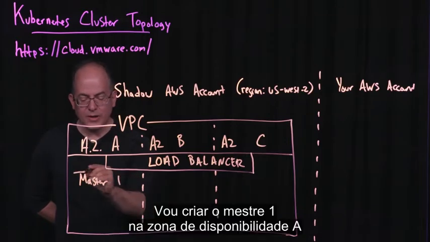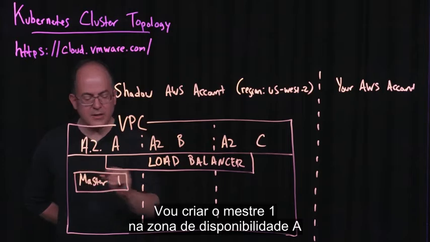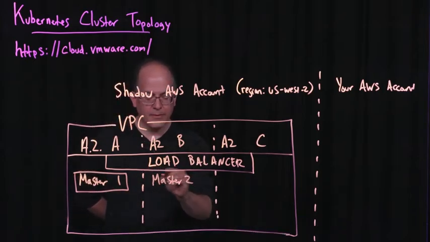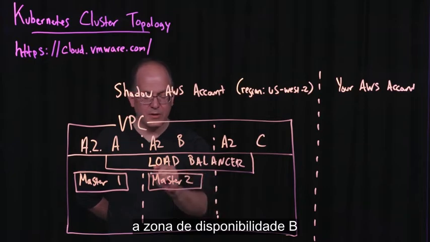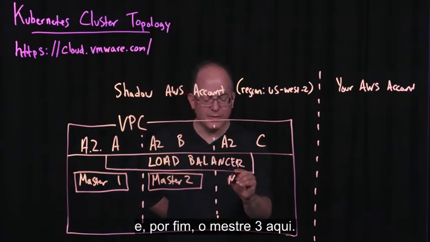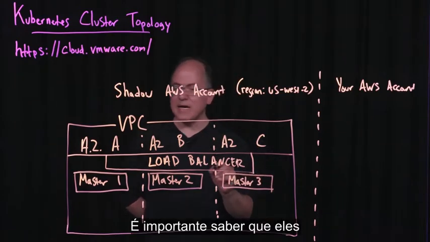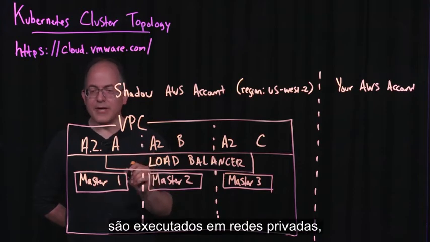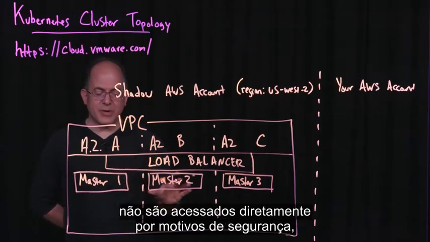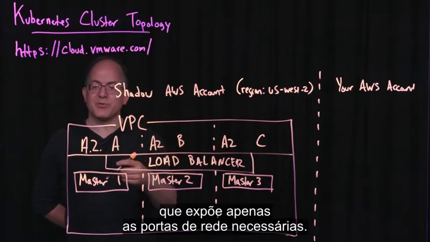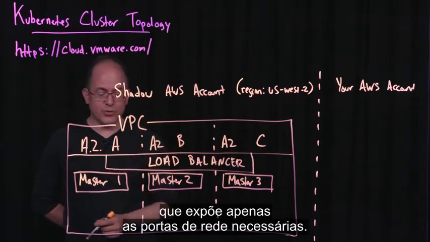Now behind this load balancer, we're going to make 3 Kubernetes masters. I'm going to make master 1 in availability zone A, master 2 here in availability zone B, and finally master 3 over here. These masters, it's important to note, are running on private networks. They are not directly accessible for security reasons. They are only accessible via this load balancer, which will expose only the necessary networking ports that we have.